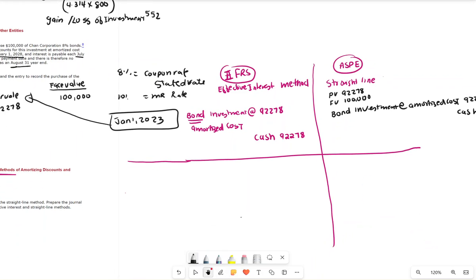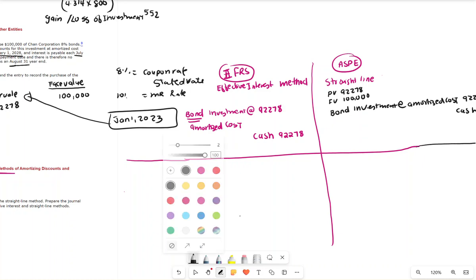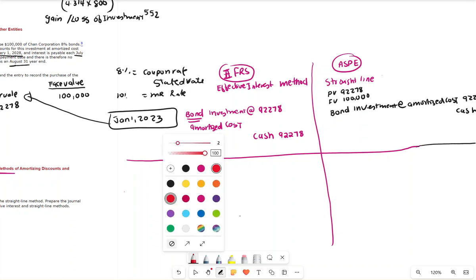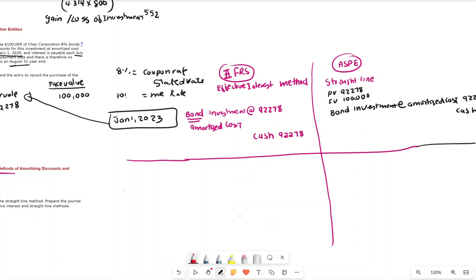Now I am just going to show you part of the table, because they said to prepare the amortization table. I'm only going to do part of it. First I am going to use my effective method to record it. We have a date, the cash that we are going to be receiving, an interest income, and we are amortizing either the discount or the premium, and then we have something called the amortized cost of the bond.